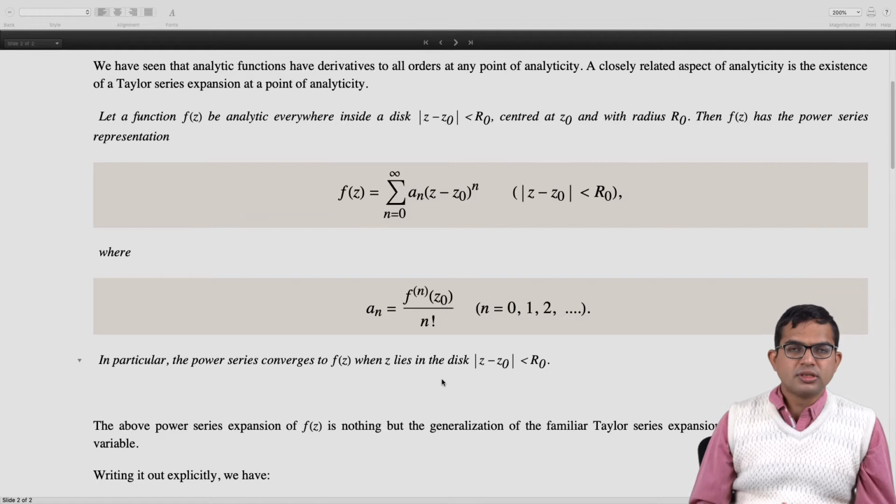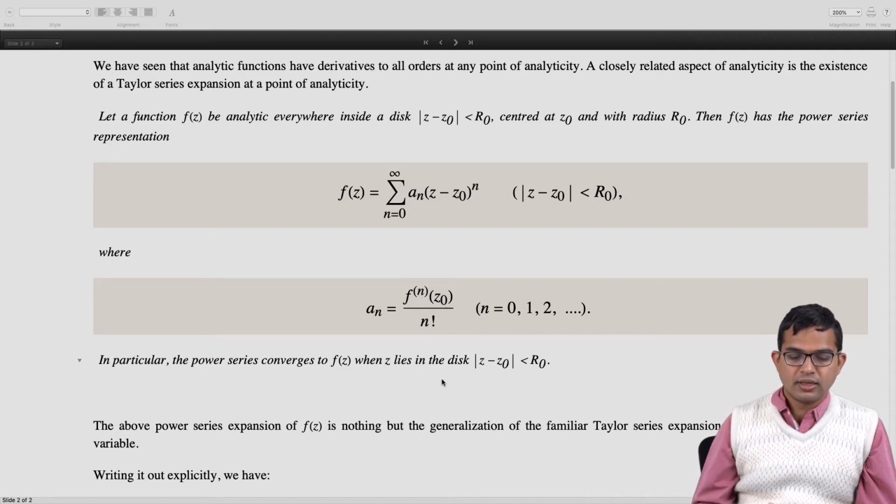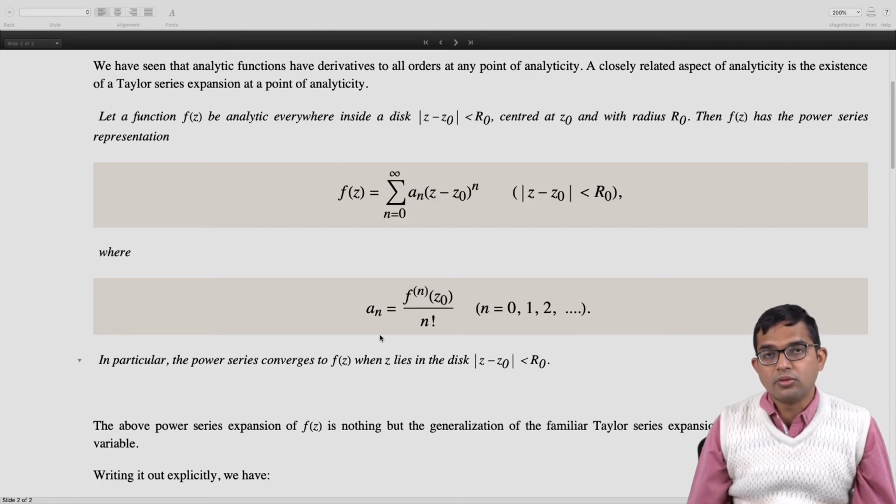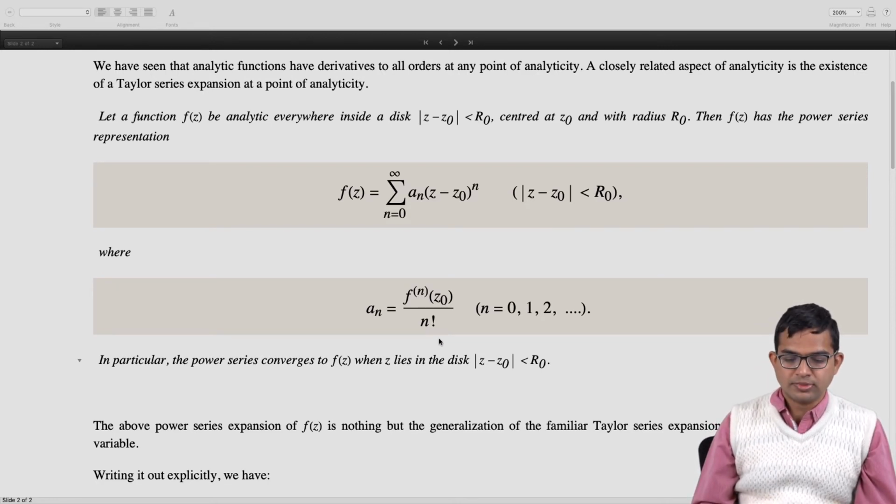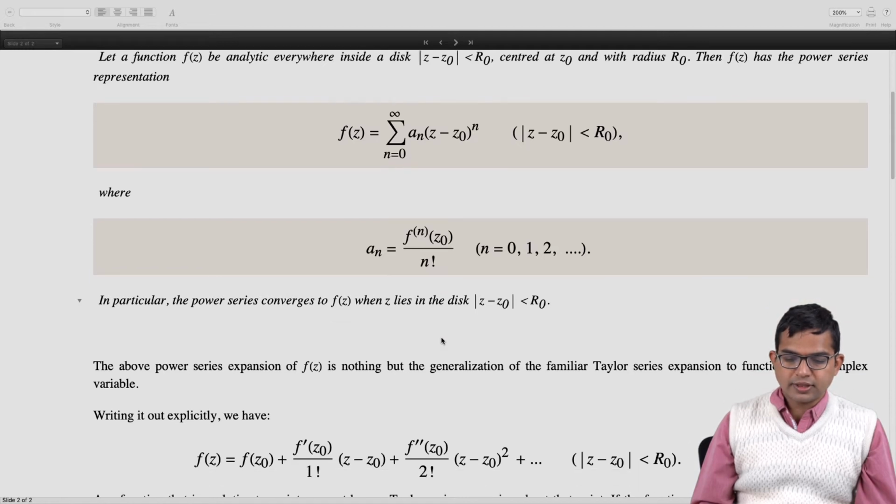So of course, this is really a generalization of the notion of a Taylor series of a function of a real variable, but we see that it's guaranteed to converge, right? And all this inside a region of analyticity, and it's closely related to the fact that you have all these higher order derivatives available. So we can write this out explicitly as f(z0) plus f'(z0) divided by 1 factorial times (z − z0) plus so on, right? And |z − z0| is less than r0.